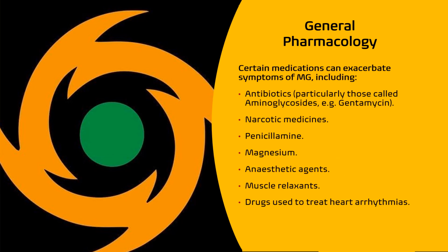In general pharmacology, certain medications can exacerbate symptoms of myasthenia gravis, and these can include antibiotics, particularly those that fall into the aminoglycoside based formulations, narcotics as well, some penicillins, magnesium, anesthetic agents, muscle relaxants, and also drugs used to treat particular heart conditions, or where there can be arrhythmias evident.